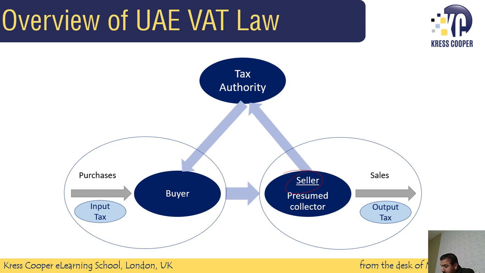As we discussed earlier, we will have a very comprehensive overview of UAE VAT law today. As we discussed in our previous lecture, there is a buyer, there is a seller, and there is a tax authority. A buyer will buy goods and services from the market. The buyer will claim input tax. The buyer has a right to take this input tax back from the authority. A seller will sell goods or services into the market. The seller will charge output tax. This is the liability of the seller to pay to the tax authority.